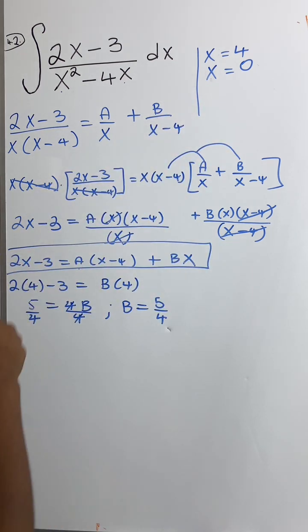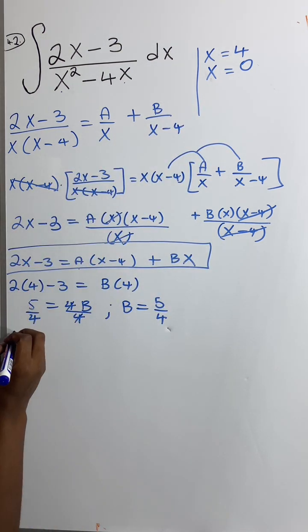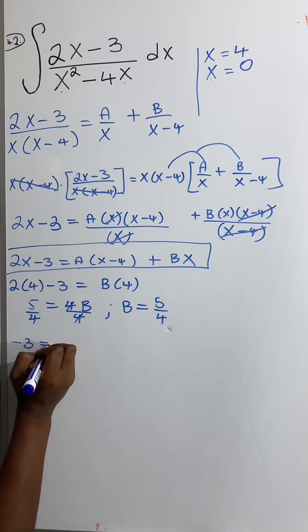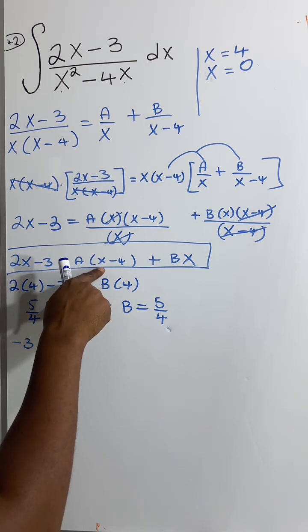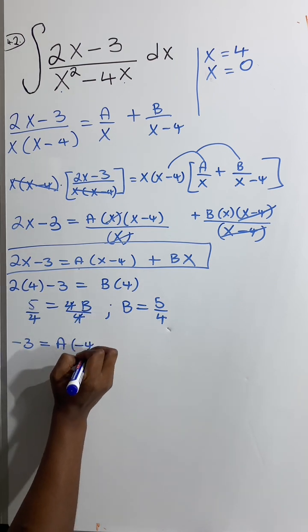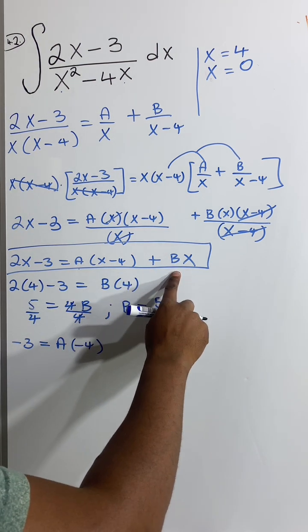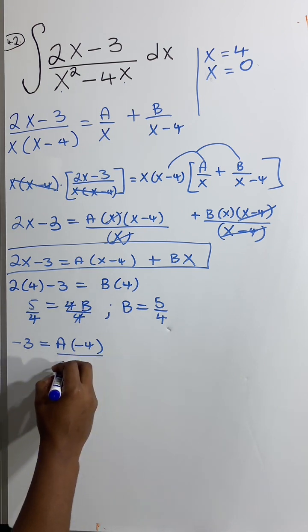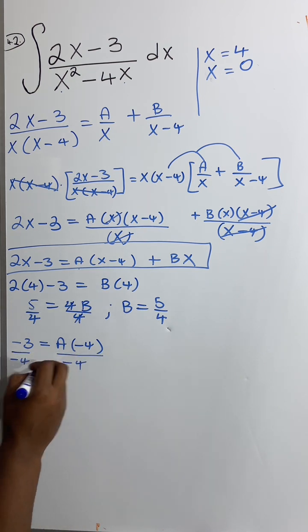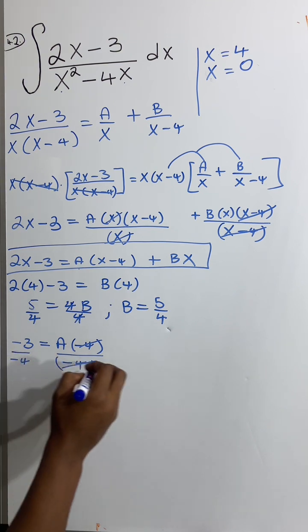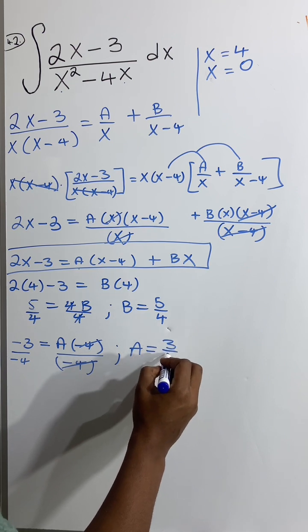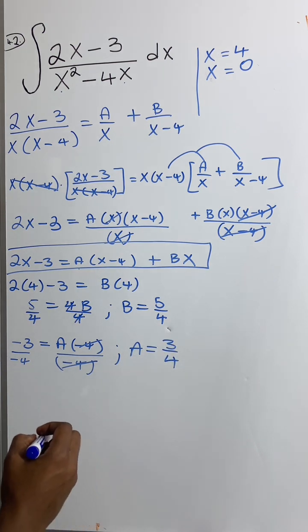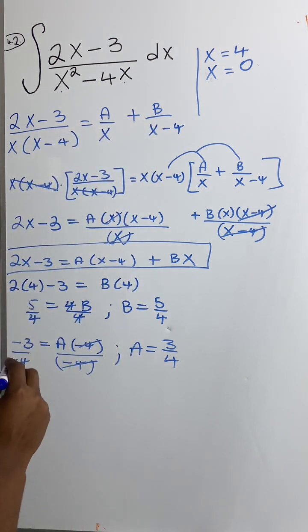So we substitute x equals 0 into that equation. 2 multiplied by 0 is 0. We'll be left with negative 3. When we substitute 0 where there is x, 0 minus 4 is equal to minus 4. 0 multiplied by b will be 0. So we divide both sides by minus 4. And a will be equal to negative 3 divided by negative 4, which is 3 over 4. So we have the value of a and the value of b.